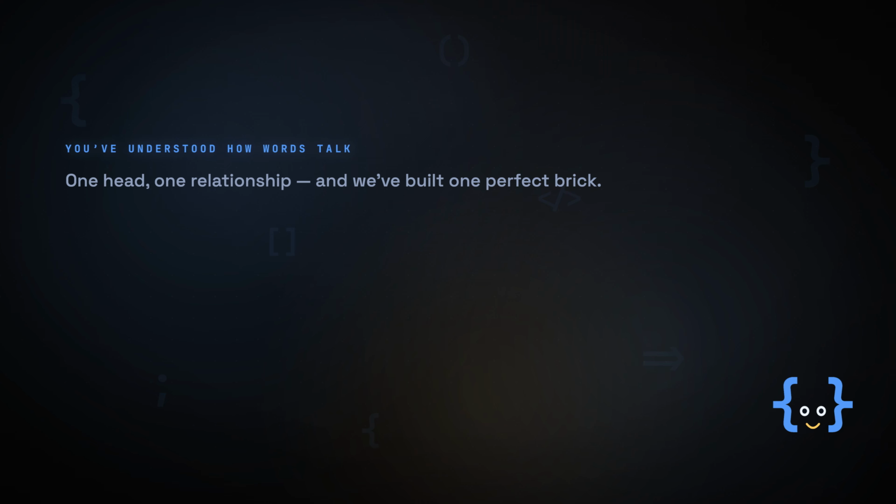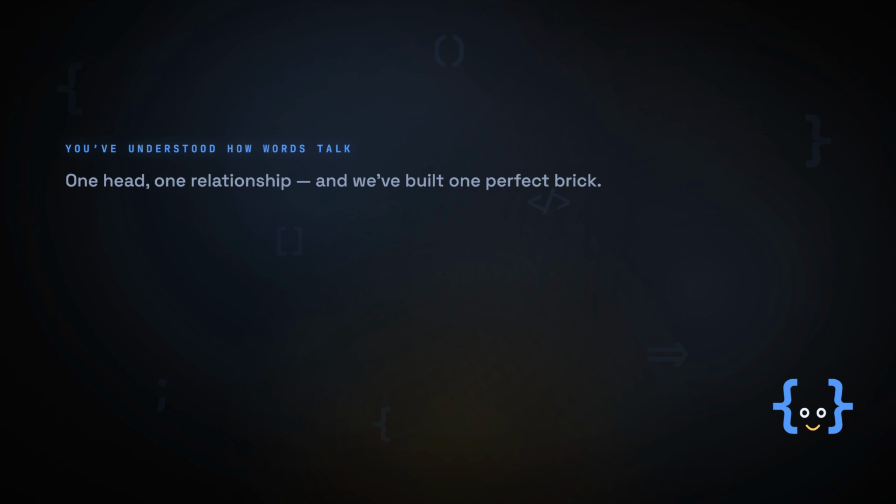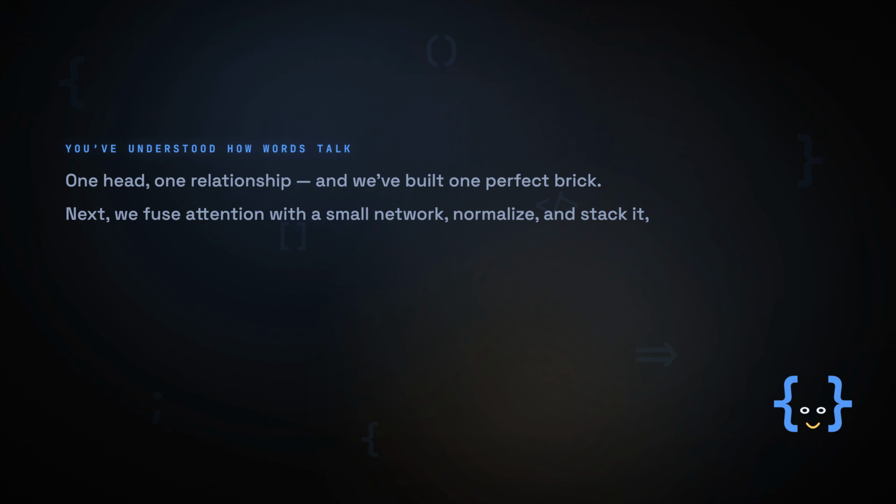And that's the beautiful problem we end on. One head sees one kind of relationship. Real models run dozens, all at once. And then they have to glue those dozens back together into a single answer, and stack the whole apparatus dozens of layers deep, one on top of the next. We've built one perfect brick.